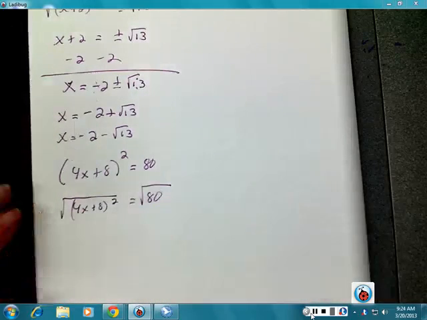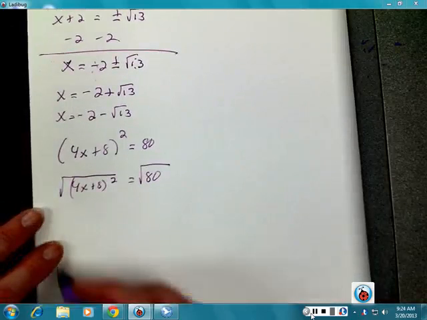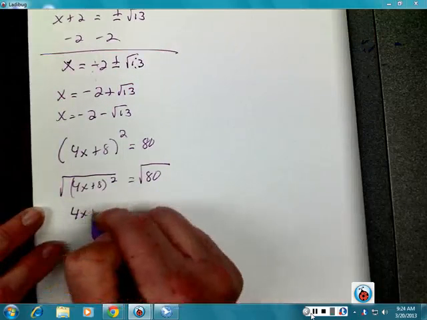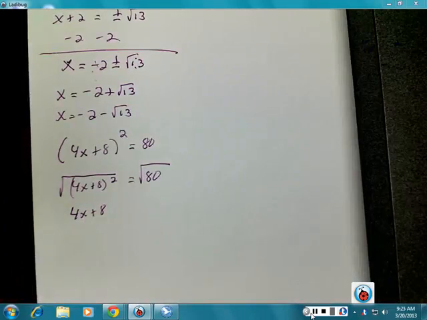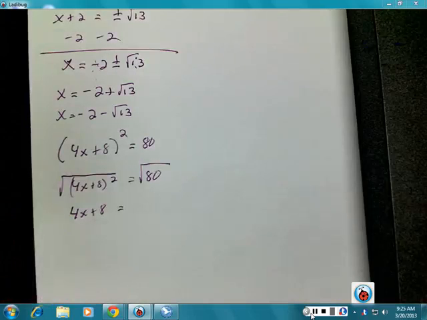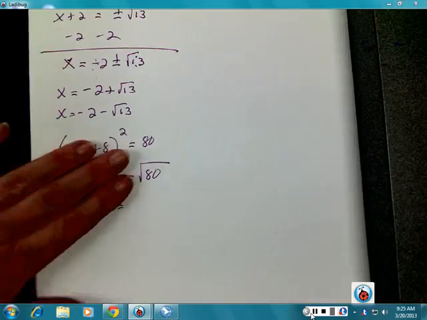Take the square root of the other side. So the left is pretty easy. Leaves me with 4x plus 8. What does the other side leave me with? Well, now we're back to chapter 9. Remember, chapter 9 was going to come back in here.